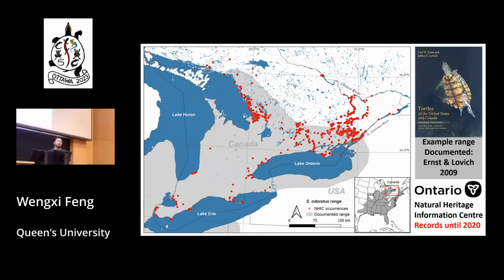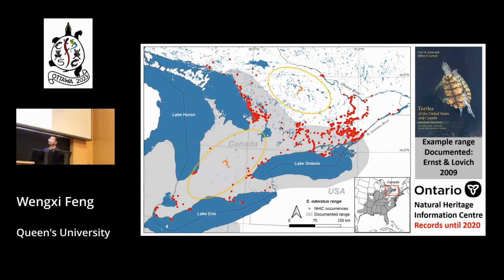But looking at the northern distribution of this turtle, we already have conflicting sources. So the turtle book on the top right indicated the distribution, the range, in the gray shade. Then from NHIC, that's where I consider community science observations, the Natural Heritage Information Centre, they documented and curated a lot of the observations from iNaturalist. You can already see there's a disagreement with the northern range limits or the northern distribution of this turtle.